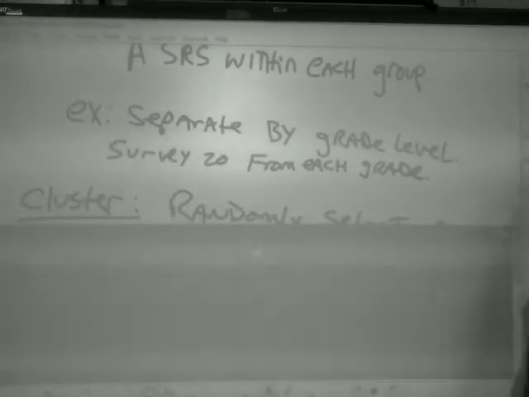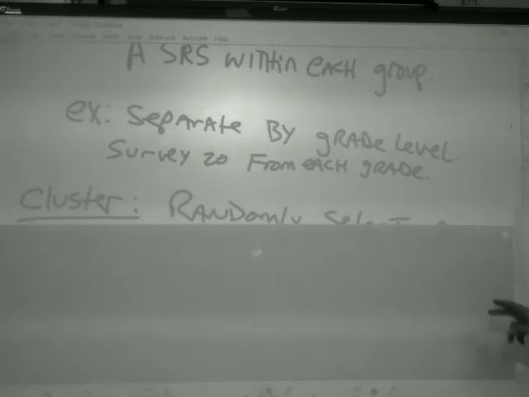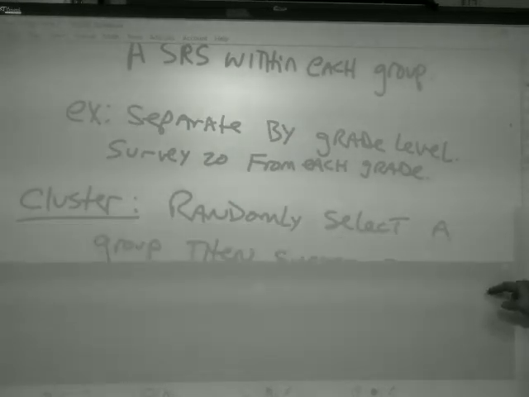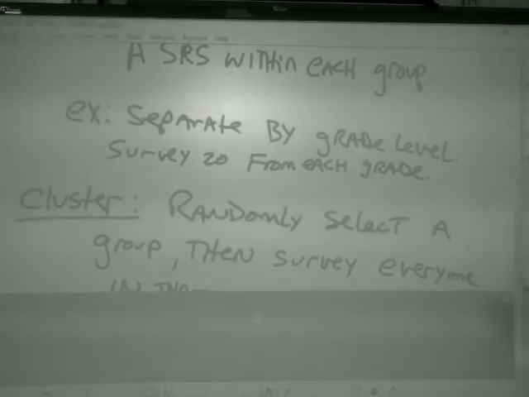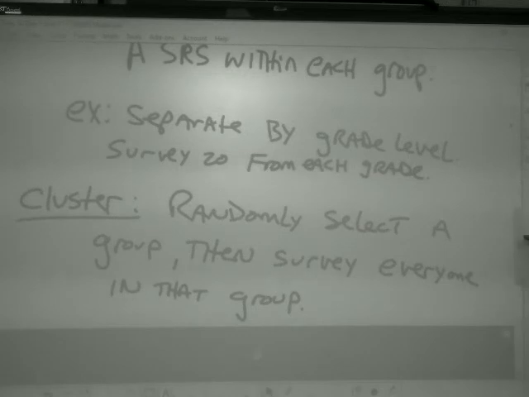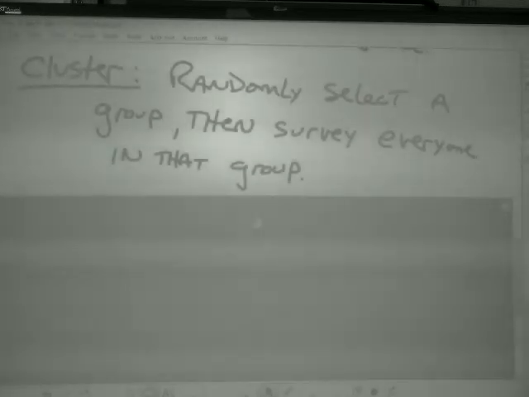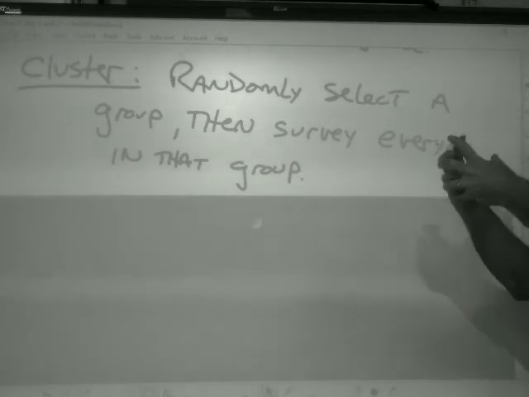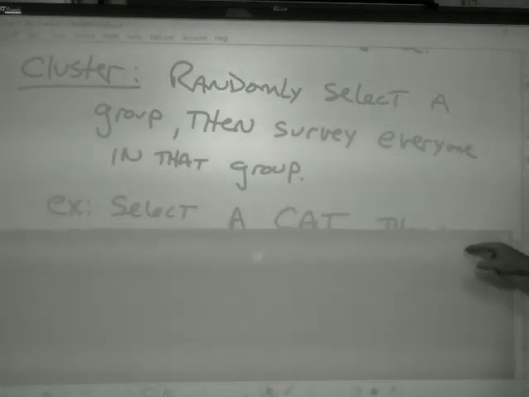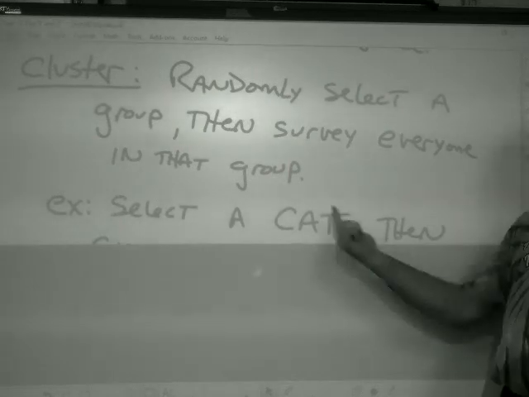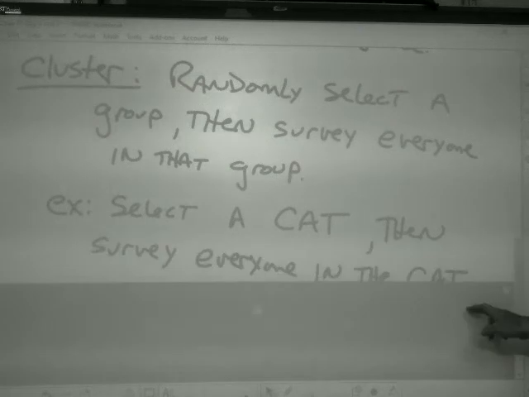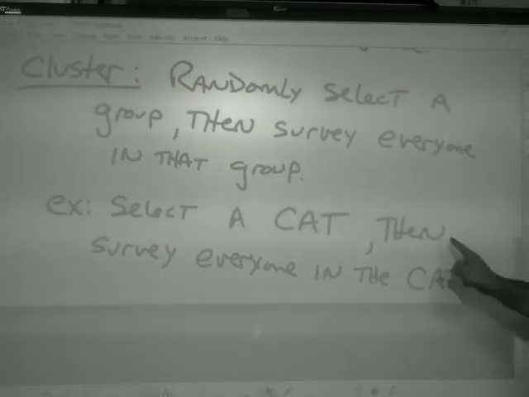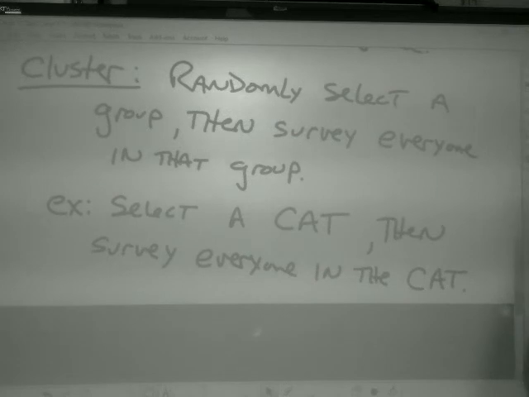Next is called cluster. With cluster, we randomly select a group, then survey every single person in that group. Randomly select a group, then survey everybody in the group. You're taking a bunch, a cluster. So for example, back when we had CAT or Titan time, you're going to select one, then survey everybody in that group. If you're doing that, you're clustering.